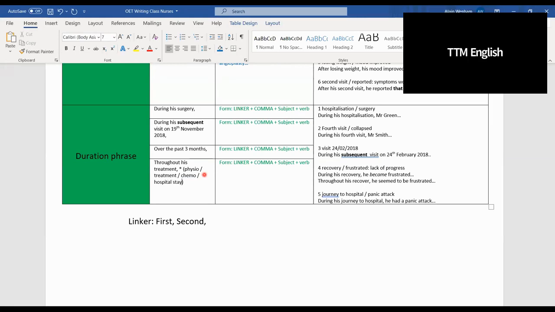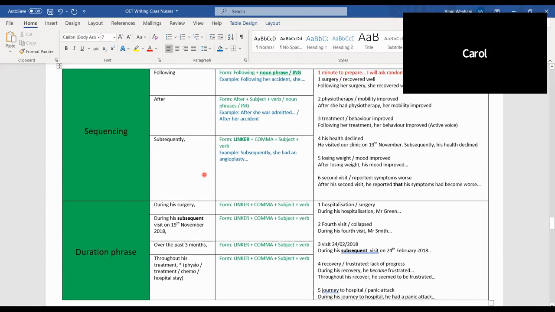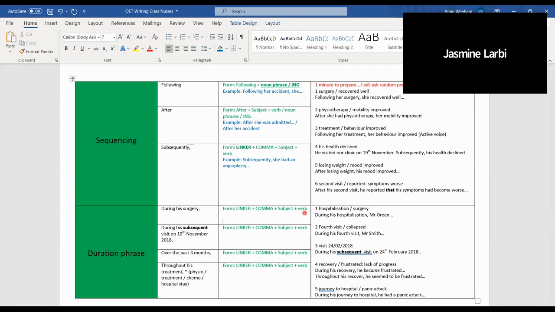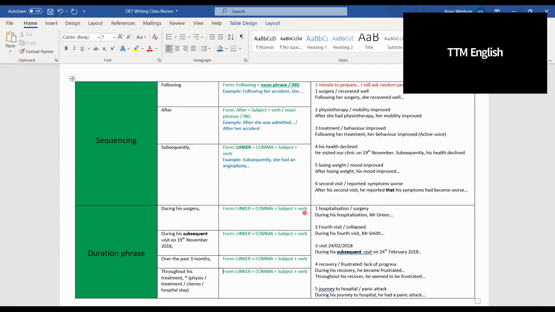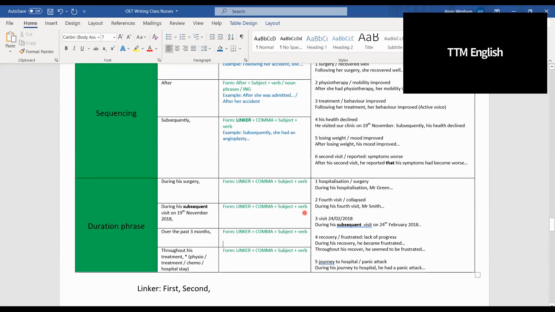Throughout his hospital stay, Mr. Smith, yeah. That sounds really natural. Can I say there has been reoccurrences of his health throughout his treatment? Throughout his treatment is good. So treatment, physio, chemotherapy, any kind of therapy is probably good, right, throughout.